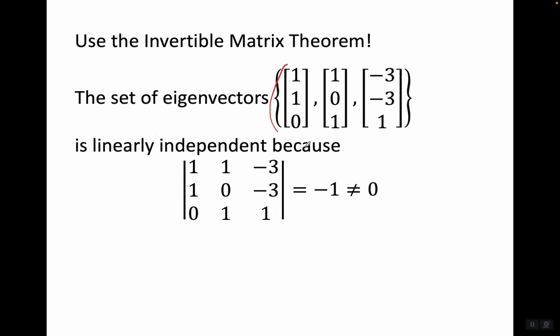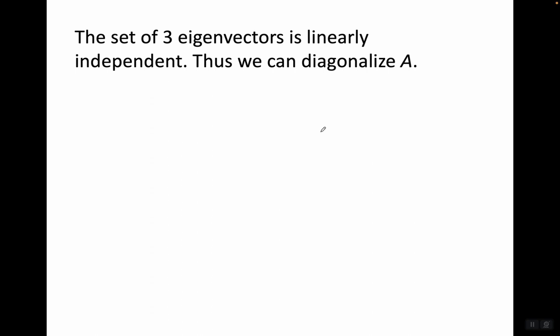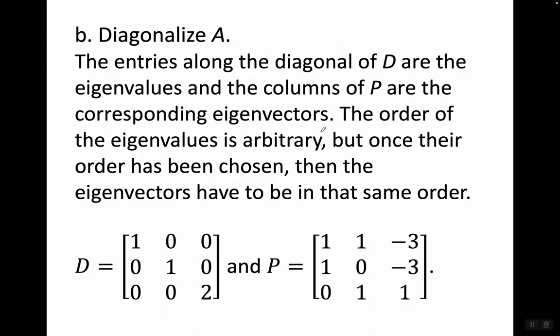This set of eigenvectors is linearly independent because when you convert those into the columns of a matrix, the determinant is non-zero. And again, the invertible matrix theorem, that monster theorem that has many statements, says A is invertible if and only if the determinant is non-zero, and that's also true if the columns of the matrix are linearly independent. In this case, the columns of the matrix are these 3 vectors, so these 3 vectors must be linearly independent. The set of 3 eigenvectors is linearly independent, thus we can diagonalize A.